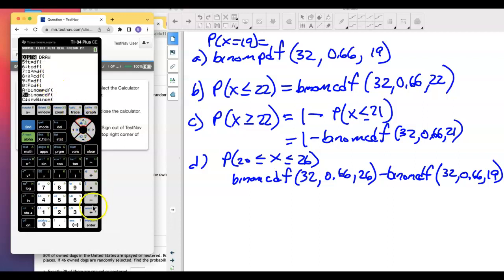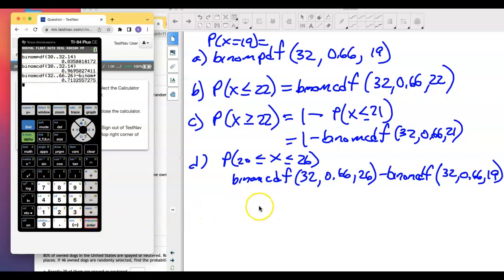So if we were doing the last one here, I would just check the last one. We do binomial CDF, you'd put in 32, 0.66, and 26. And you paste it, and you do minus, do it again, so second distribution, scroll down, binomial CDF, and you clear this, you keep this one, and you change that to 19, and you paste it. So it does a subtraction between the two.